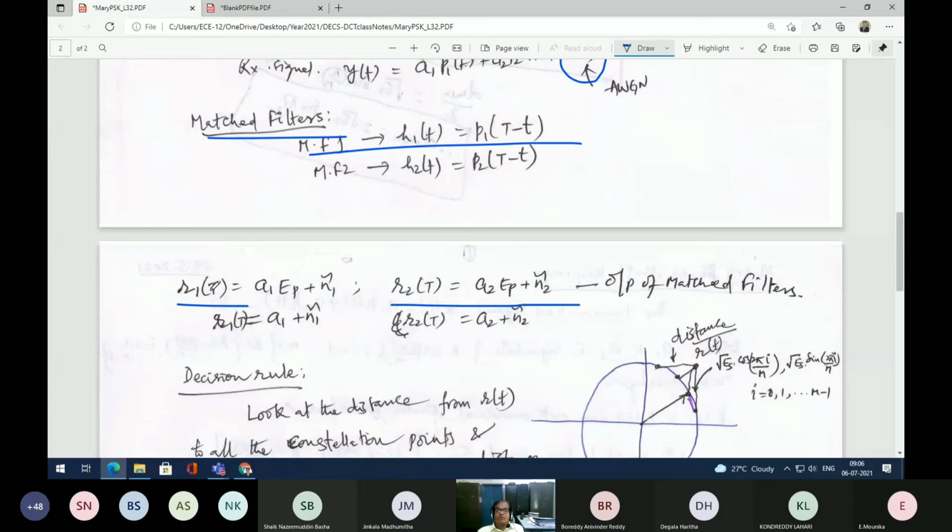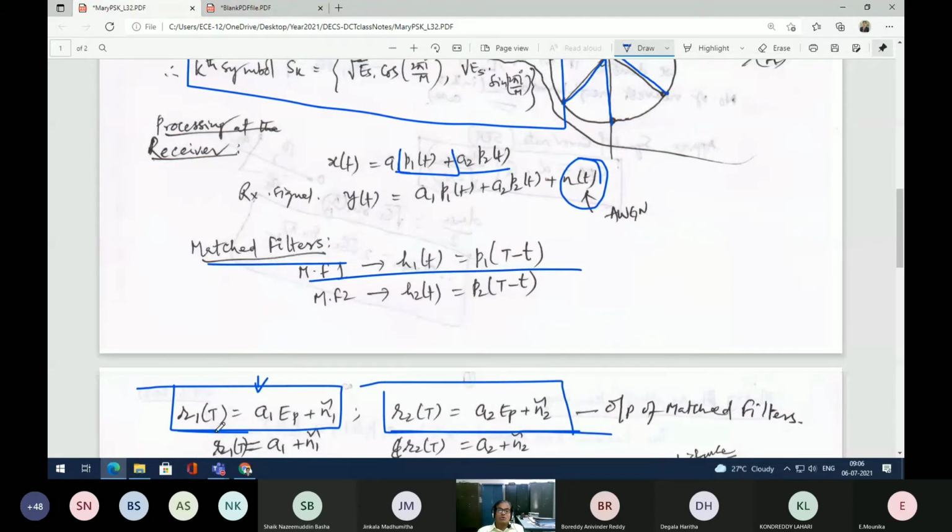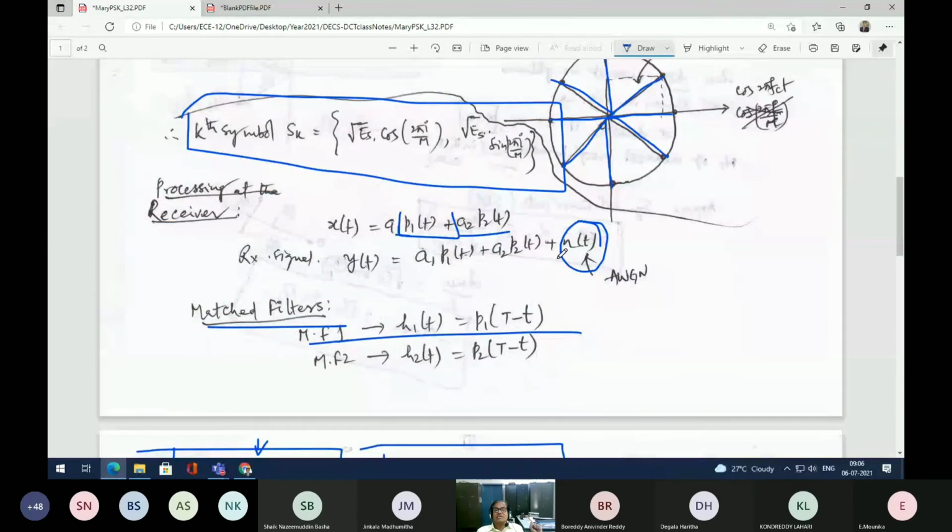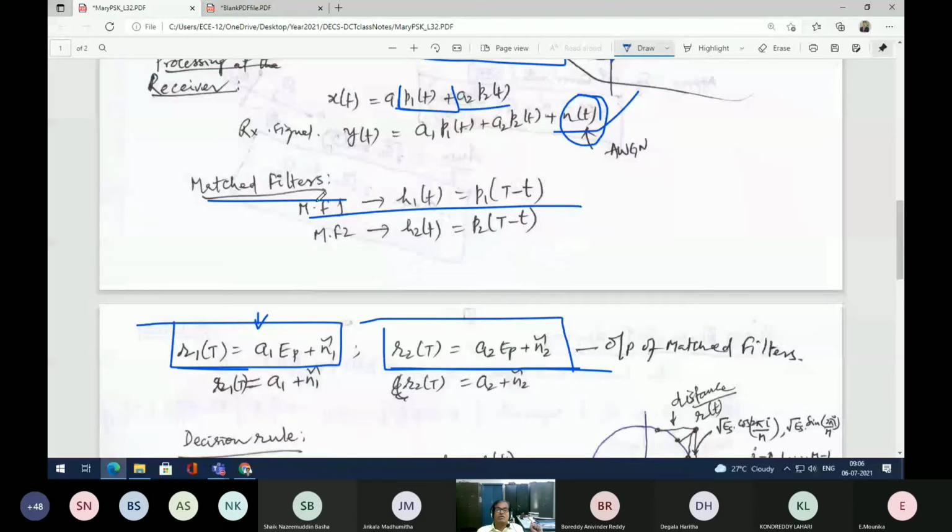Please note, if any derivation is asked, don't write the results directly. Please derive them, at least with the steps that are involved. I am not going to derive every time the output R1 of capital T of your matched filter. We already showed that in the case of BPSK, and similarly for QPSK, but every time I am making use of those derivations. Whenever a derivation is asked, you must derive it. Don't just say this is the received signal and this is the matched filter output; please give some intermediate steps.